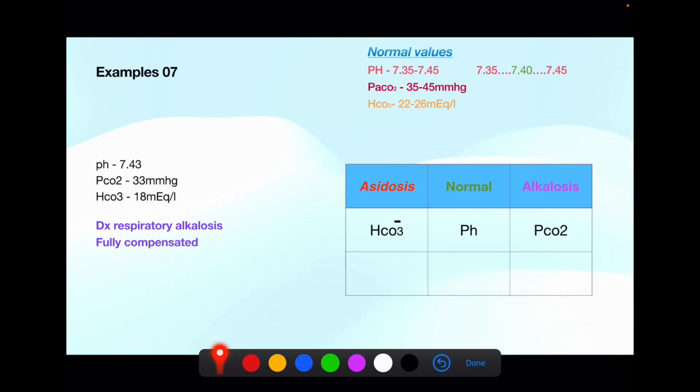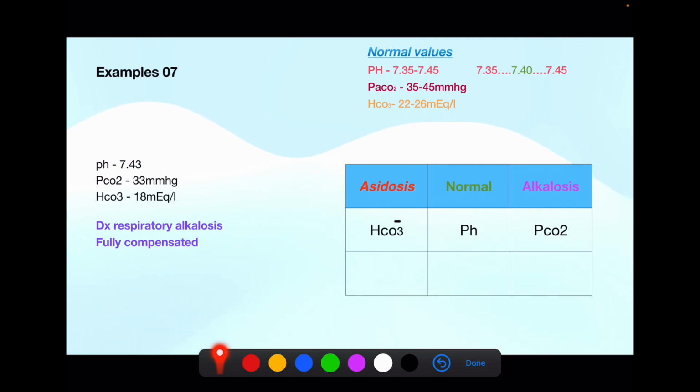Then you have to work out and get the diagnosis. How are you going to work out this one? Since pH is normal, this is definitely fully compensated. Then you have to think which side your pH is on: acidosis side normal pH, alkalosis side normal pH, or ideal pH. This is 7.43, which means it belongs to the alkalosis side normal pH.